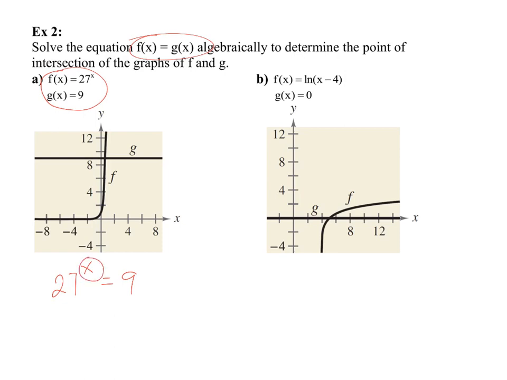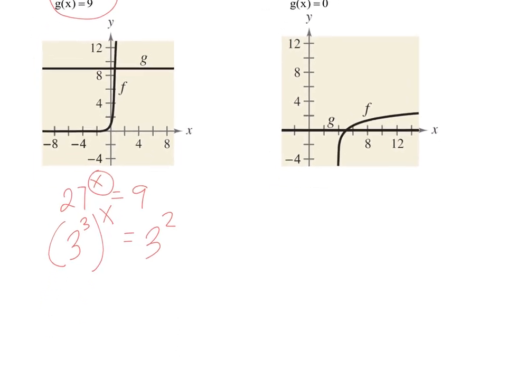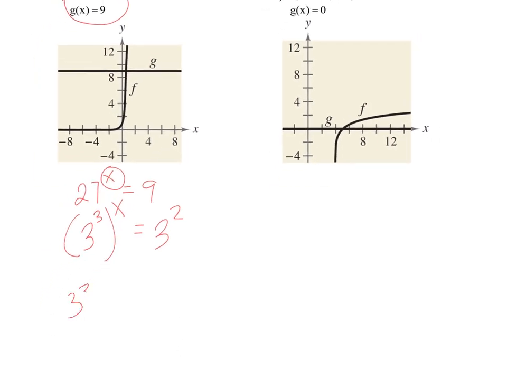but I could take 27. I could rewrite that as some power of 3. Same thing with 9. So this is 3 to the 3rd, to the x power, and then I have 9, 3 to the 2nd. All right, so then I have 3 to the 3x power is equal to 3 to the 2nd. So I get 3x equals 2. All right, I get x is equal to 2/3.